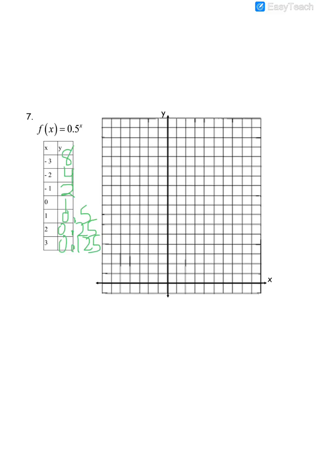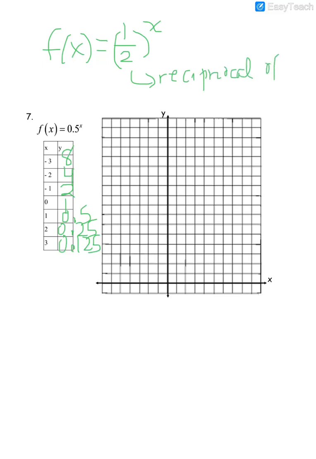So this time, I could rewrite this. f of x equals, instead of writing 0.5, I could write 1/2 to the x power. Do you remember that this is the reciprocal of 2? Way back in the beginning, I think it was on question 2, we said if it's the reciprocal, it flipped over the y-axis. So let's see if that actually is true.